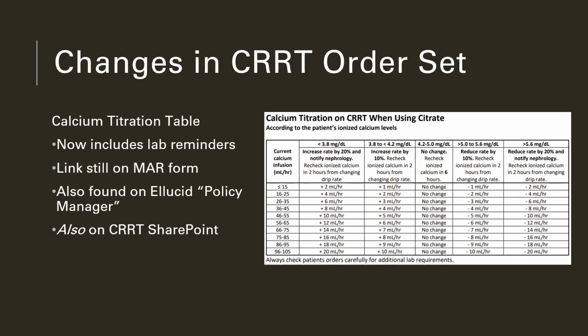The next change are some minor upgrades to the calcium CRRT titration table. They have been updated to show the action that the user must take in changing their lab frequency depending on what level their ionized calcium is. For example, if your drip was running at 45 milliliters per hour and your ionized calcium was 4.1, this shows that you would increase it to 49 and recheck it in 2 hours from changing the drip rate.